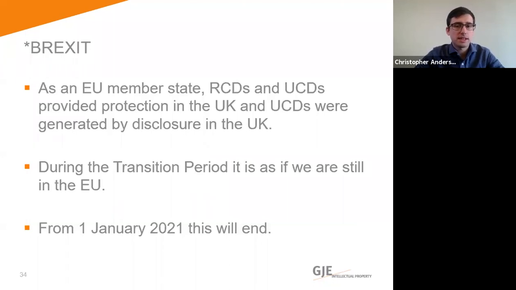Okay, so now all those asterisks come back to bite. So we're on to the final part of the talk, and we're looking at the effect of Brexit on designs in the UK and Europe. So as part of the EU, both registered and unregistered community design rights have covered the UK, and unregistered community designs were also generated by disclosure in the UK. Now, during the transition period, it's as if we are still in the EU and this all still applies. However, from the 1st of January 2021, this will end. So this is going to affect both registered and unregistered designs.